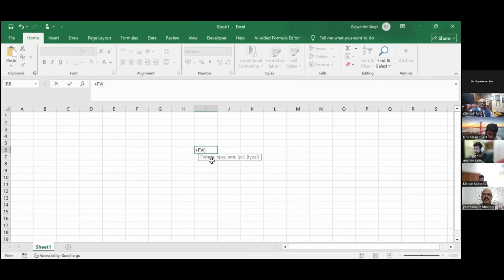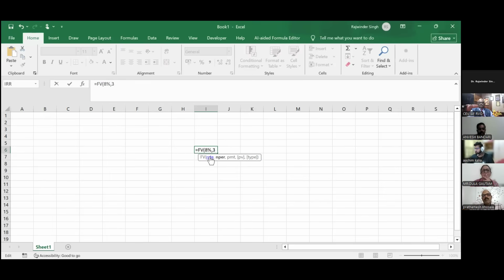See here what it is asking. Equal to FV. What is it asking here? Rate. Rate is 8%. You just write 8% here. Okay. Then NPER. It is number of years, number of terms. What is the number of years? 3 years. Okay, 3 years.